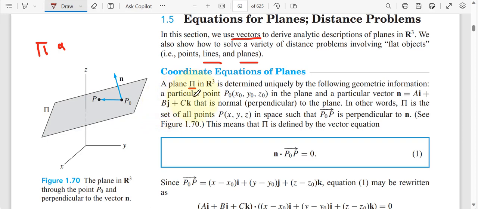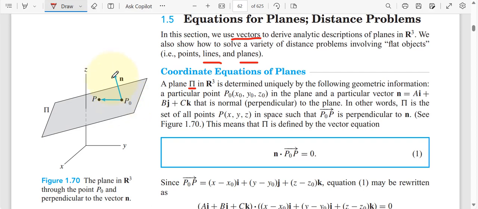So, a plane pi in R3 can be uniquely determined by the following geometric information. One thing we might say is, if we know 3 points, then there's only one plane that goes through those 3 points. So that's one way to uniquely determine a plane, but that's not the way they're going to do it here. Looking at this picture, they're going to say that suppose you have a vector n. Now this vector n, the way they've drawn it, they're trying to say that it's not in the plane. In fact, what they're saying is that this is supposed to be perpendicular to the plane.